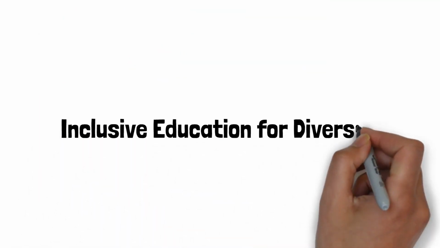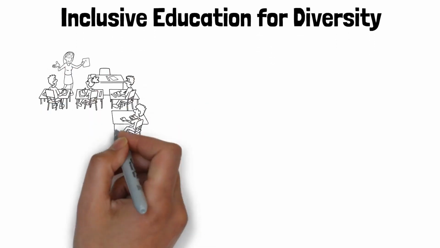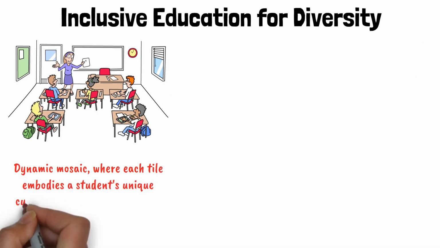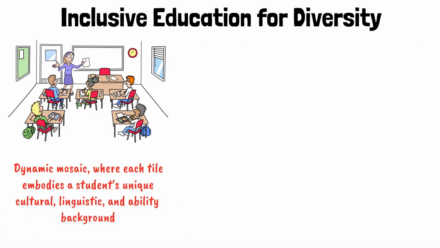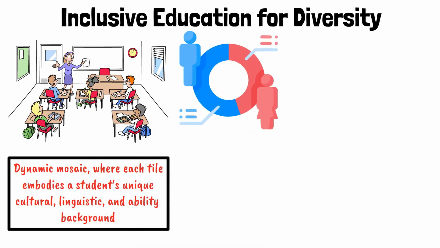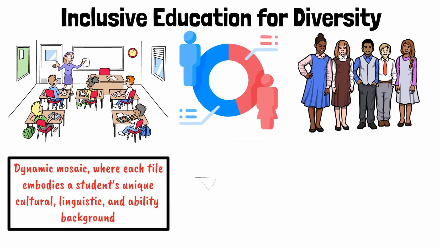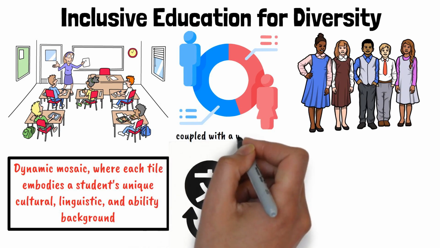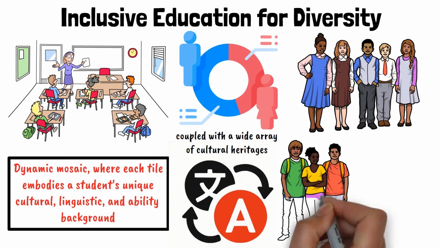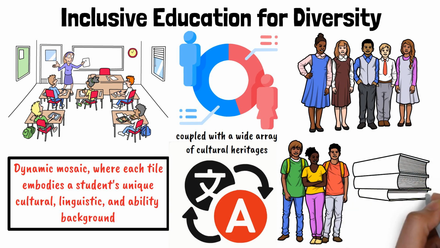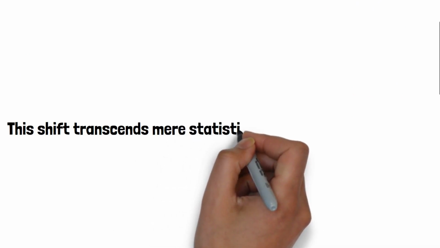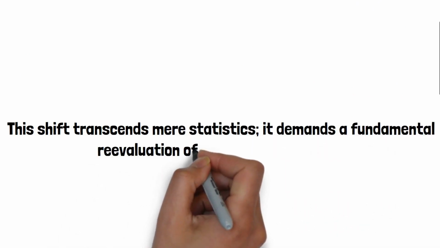Inclusive education for diversity. Envision a classroom not as a uniform entity, but as a dynamic mosaic, where each tile embodies a student's unique cultural, linguistic, and ability background. This analogy aptly captures the transforming demographics in education. The increasing prevalence of students who are bilingual or multilingual, coupled with a wide array of cultural heritages and a spectrum of abilities including gifted and talented learners, is profoundly altering the traditional educational landscape. This shift transcends mere statistics. It demands a fundamental reevaluation of educational practices.